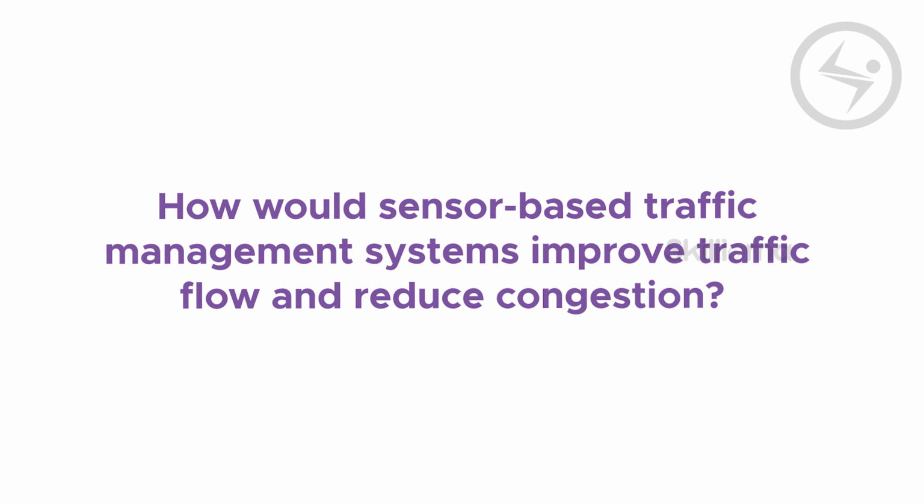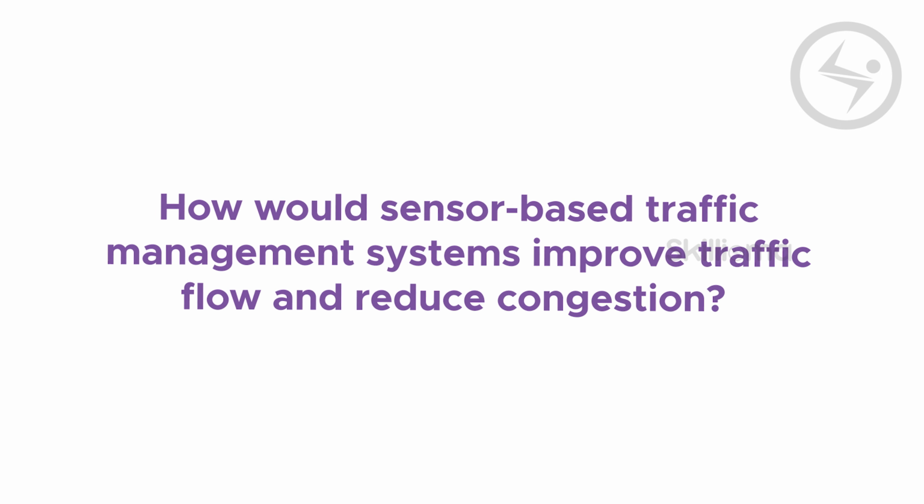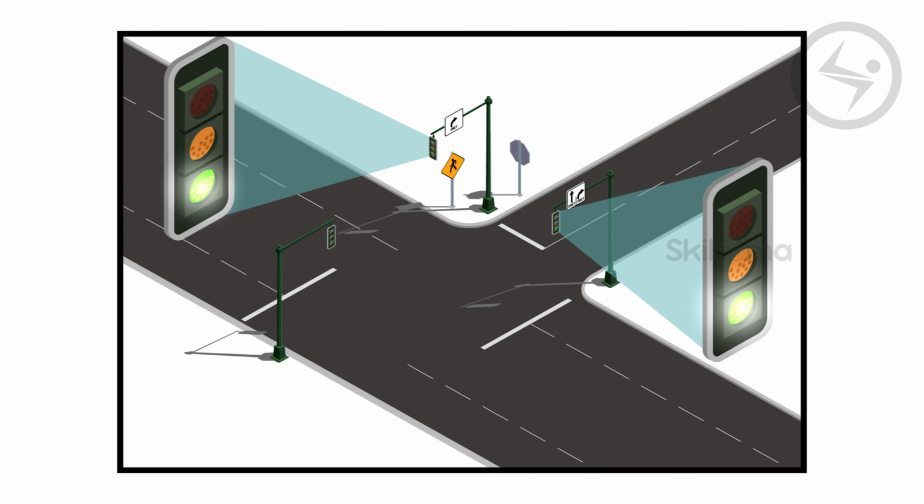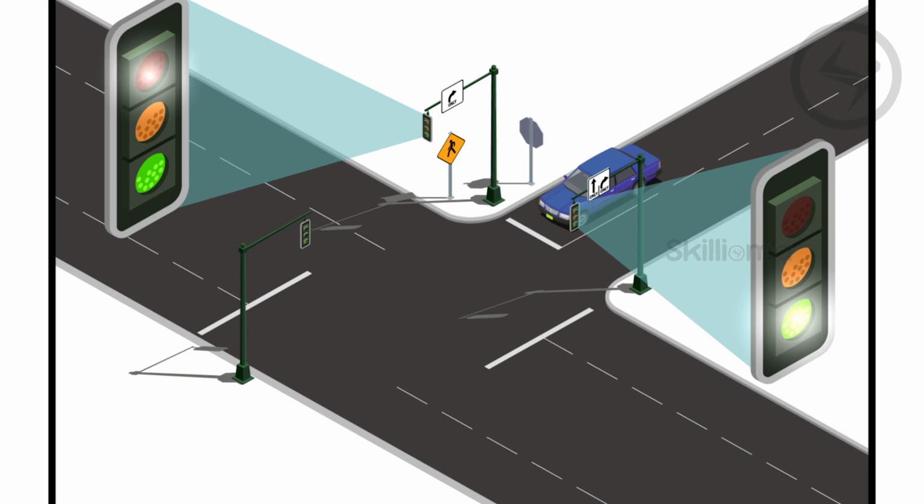So, how would sensor-based traffic management systems improve traffic flow and reduce congestion? If we take the case of a rural location, the primary direction of flow can, for instance, stay green to enable the vast majority of cars to go through swiftly. Whenever a car from a side road or street approaches the crossroads, a sensor is used to detect it, and the colors cycle to allow the cars on the side roads to pass. It will also help in reducing the chances of accidents.